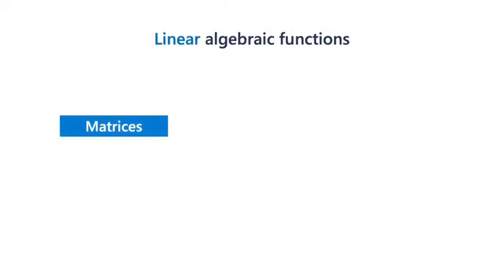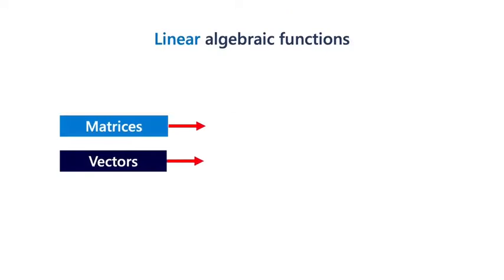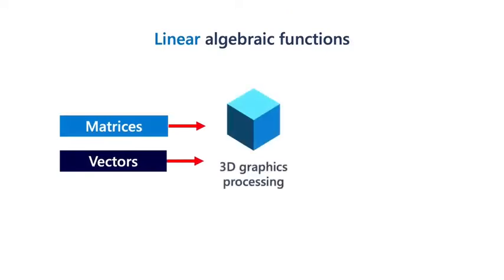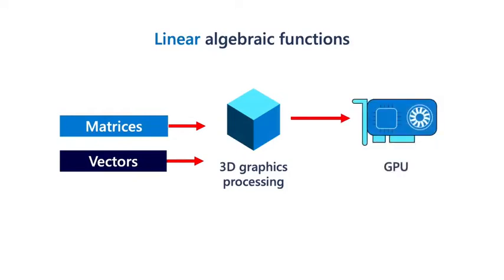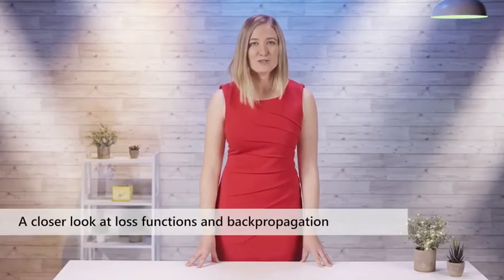Linear algebraic functions that operate with matrices and vectors also feature in 3D graphic processing, which is why computers with graphic processing units, or GPUs, provide significantly better performance for deep learning model training than central processing units, or CPU-only computers. Okay, let's take a closer look at loss functions and backpropagation.